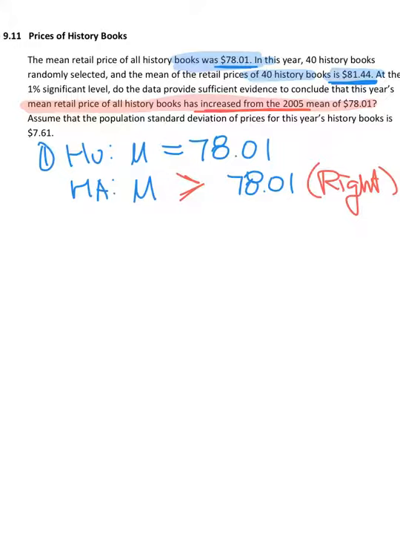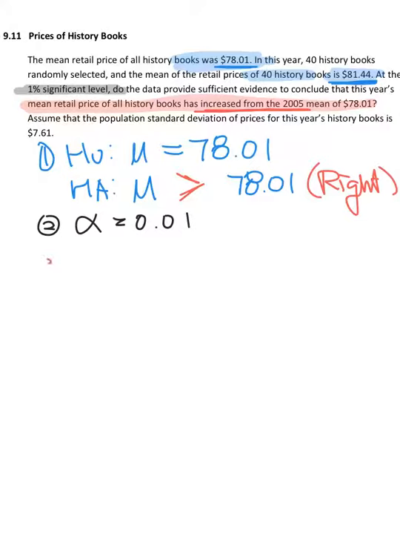Step 2. Let me follow the textbook's 6 steps. Can you see alpha? Alpha must be given. Can you see that? In the middle, there's a significance level, 1%, 0.01.